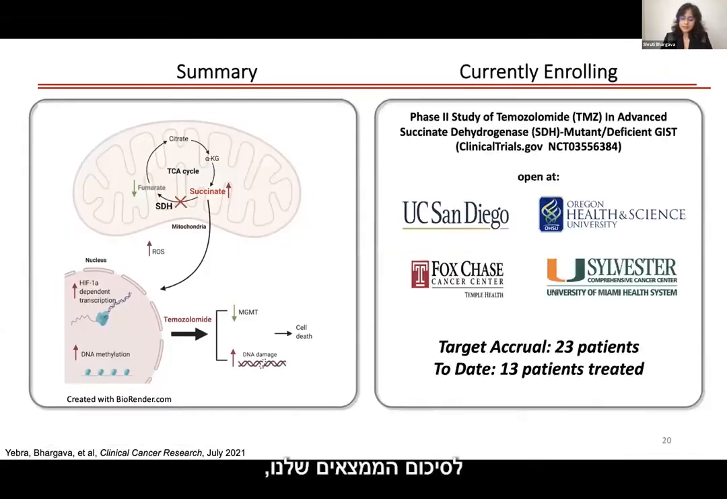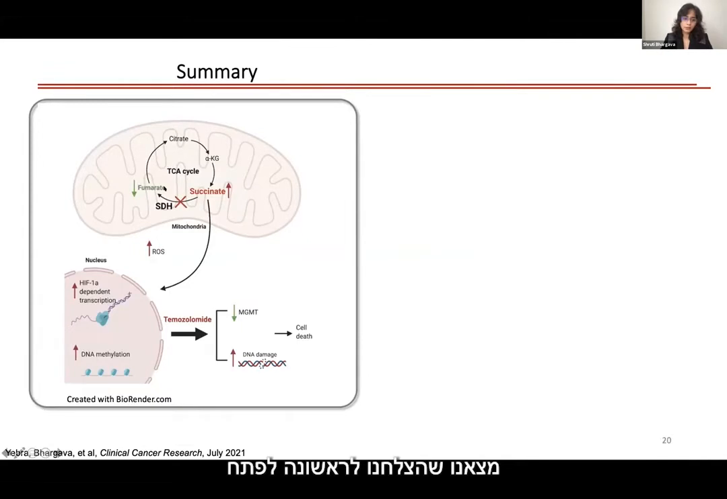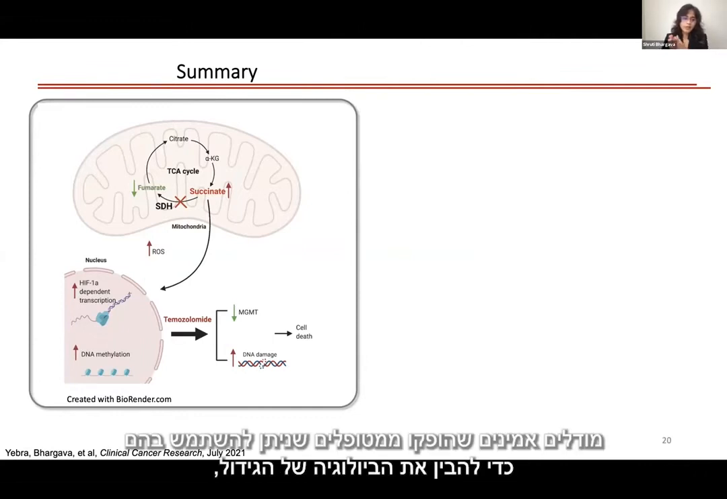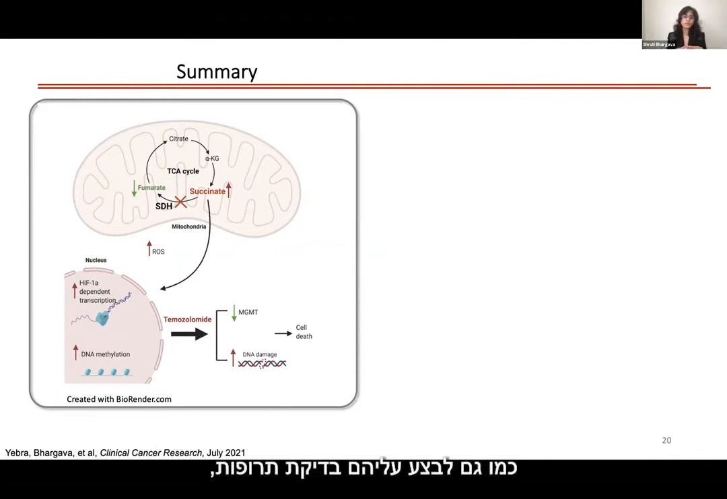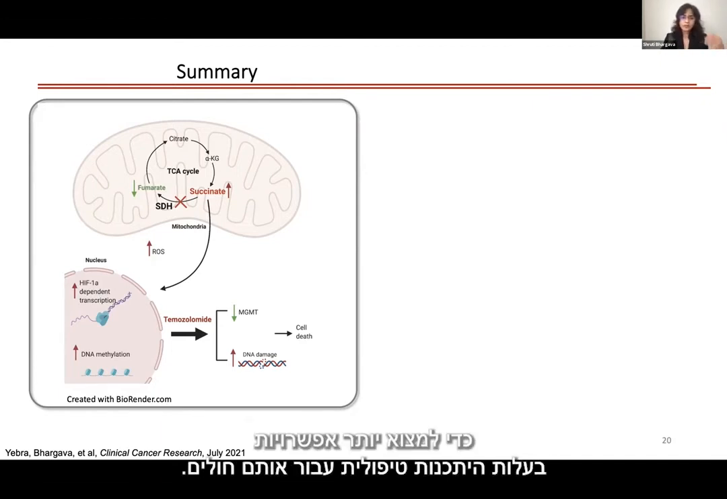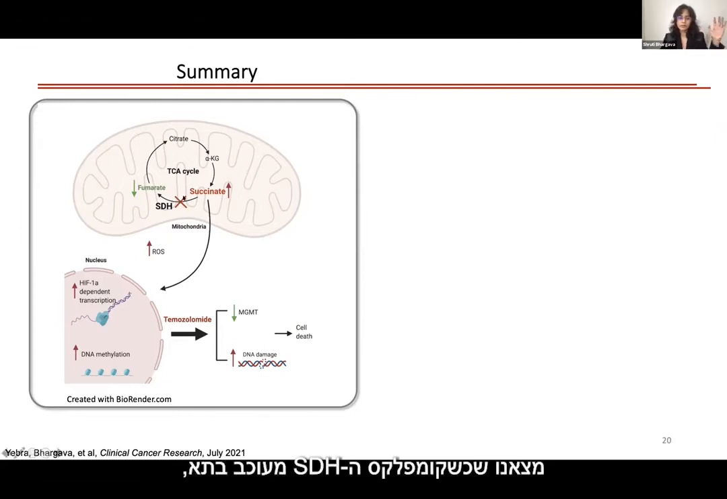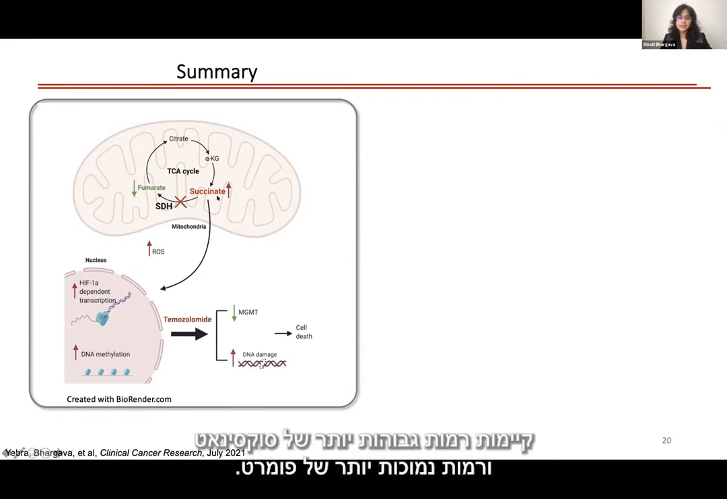Now, to summarize our findings, we were able, for the first time, to establish reliable patient-derived models that can be used to understand the biology of the tumor, as well as to have drug screens performed in them to find more therapeutically viable options for these patients. We did find that when the SDH complex is inhibited in the cell, there are higher levels of succinate and lower levels of fumarate in the cell.